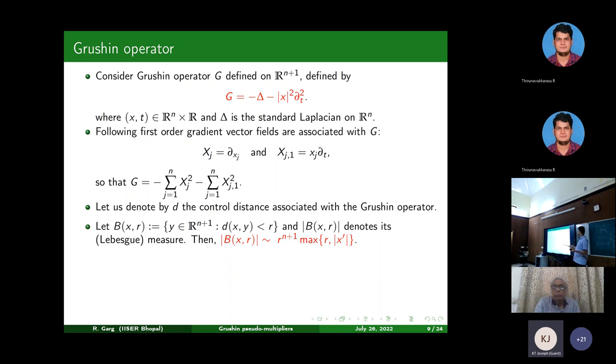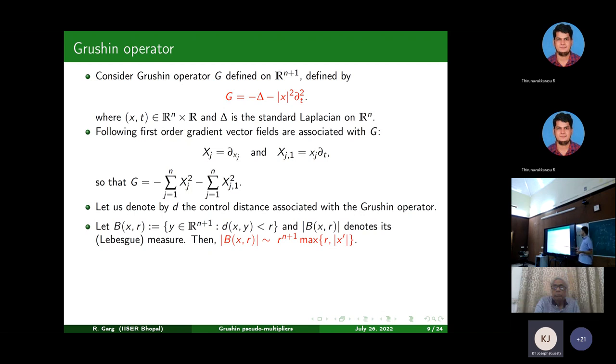So it's r to the power n plus 1 times the maximum of r and |x'|. So that is certainly bigger than or equal to r to the power n plus 2. So you see that the homogeneous dimension is not n plus 1, but rather n plus 2. If you take the usual dilation, with the first variable dilated by r and the last variable dilated by r squared, then you actually see that the homogeneous dimension is n plus 2. This is something I wanted to write and highlight in whatever analysis that we do.